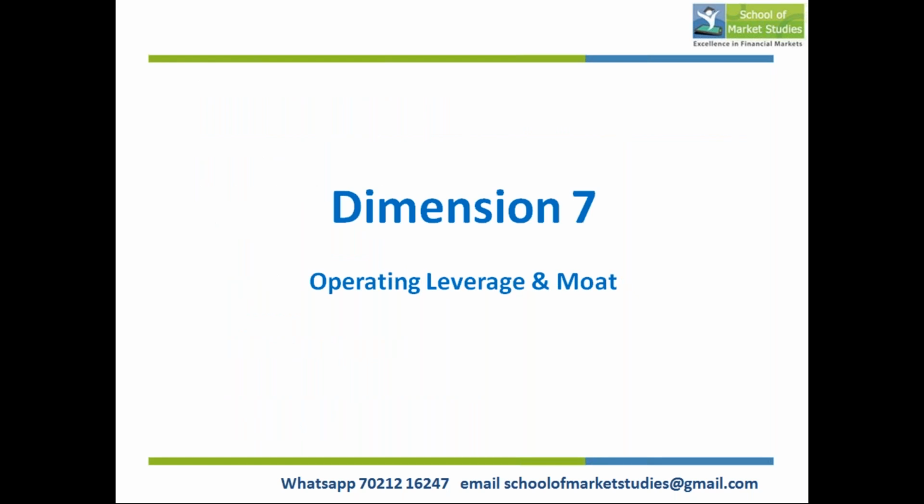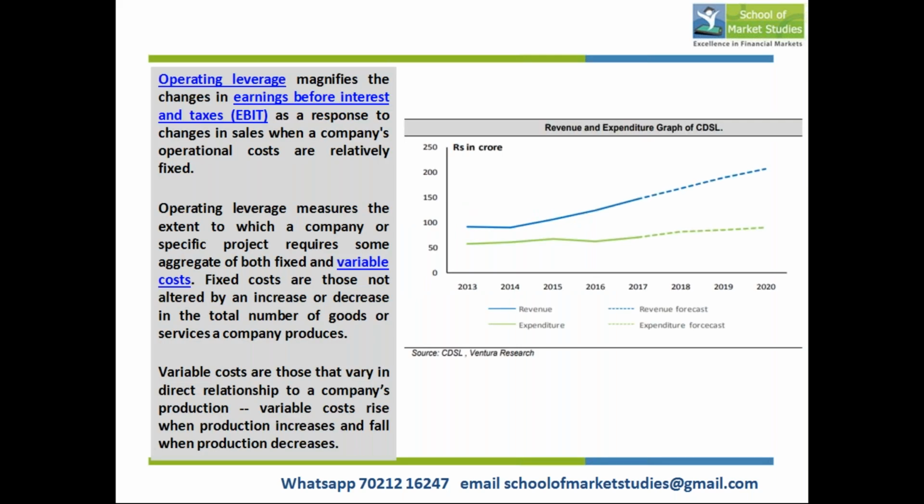So once you've done this, we come to dimension 7, which is the last thing that you're learning today, which is operating leverage and moat. Okay. So, rather than looking at the definition, just look at this graph. Okay. When revenues are growing faster than expenses, you have what we call operating leverage. Simple. So now getting back to the definition, operating leverage magnifies the changes in earnings, changes in EBIT.